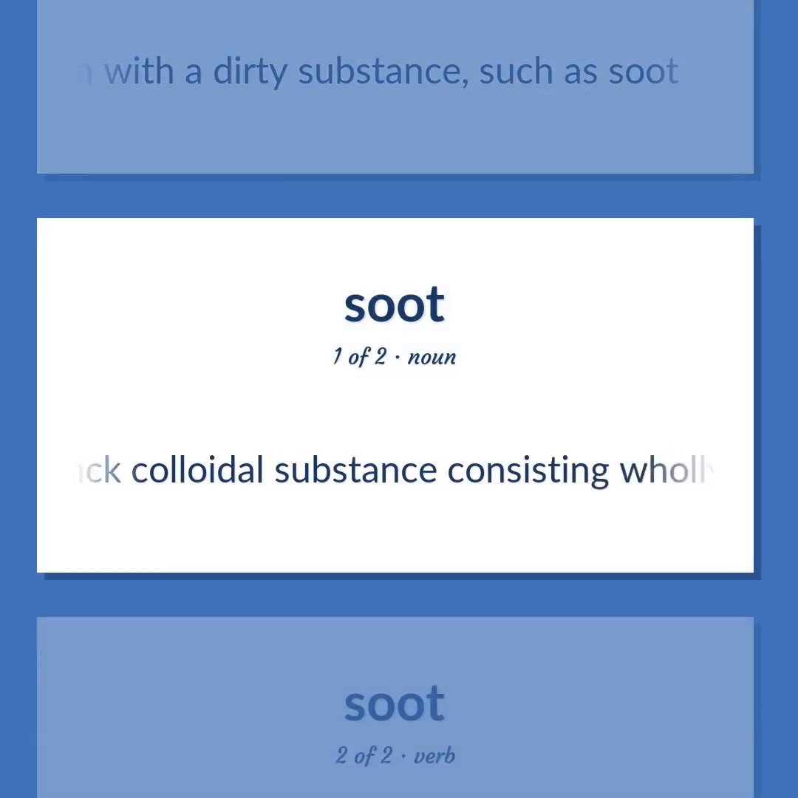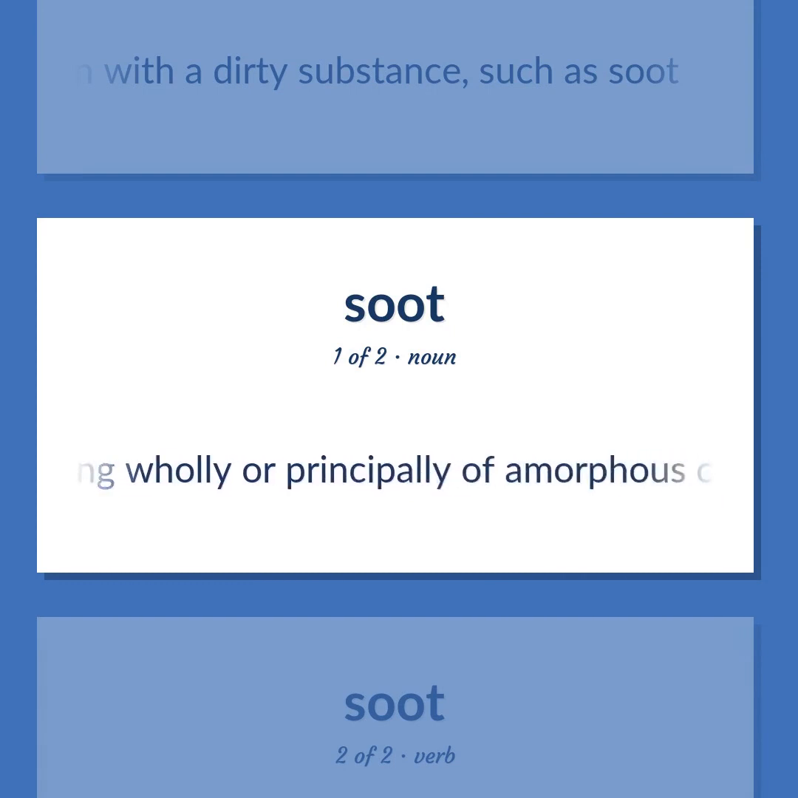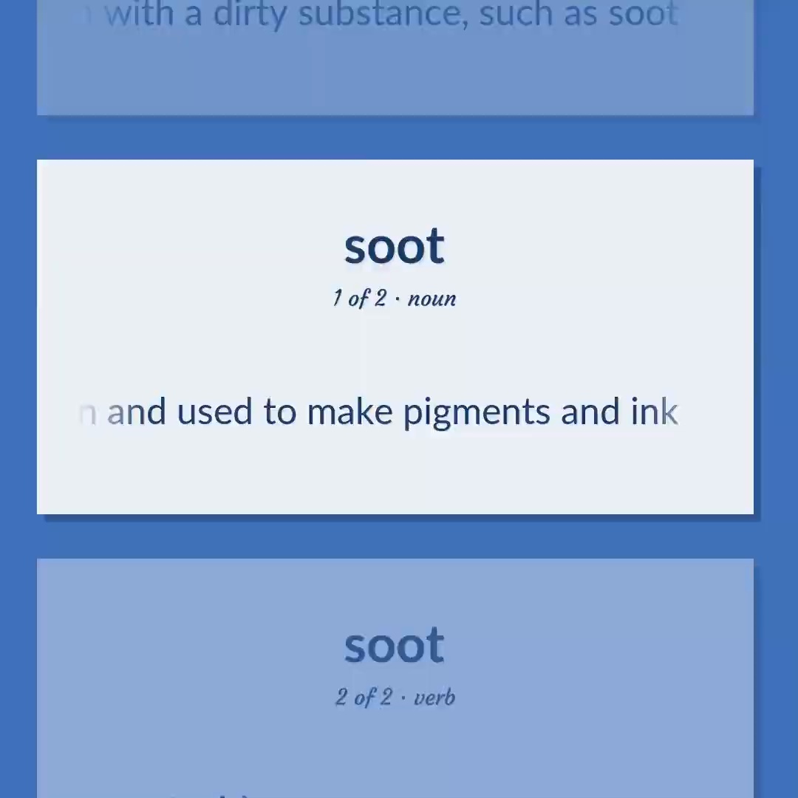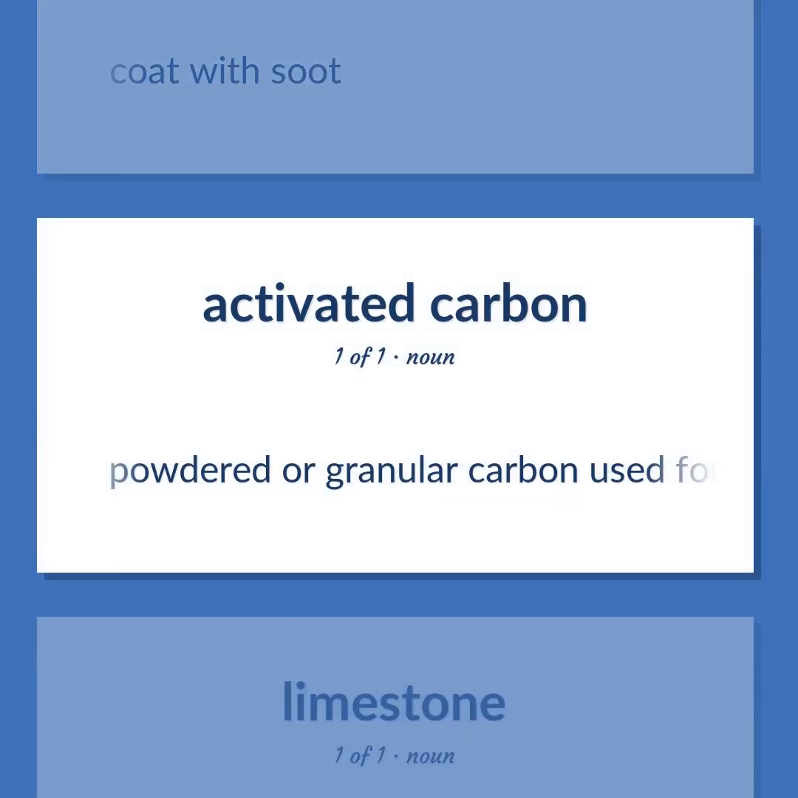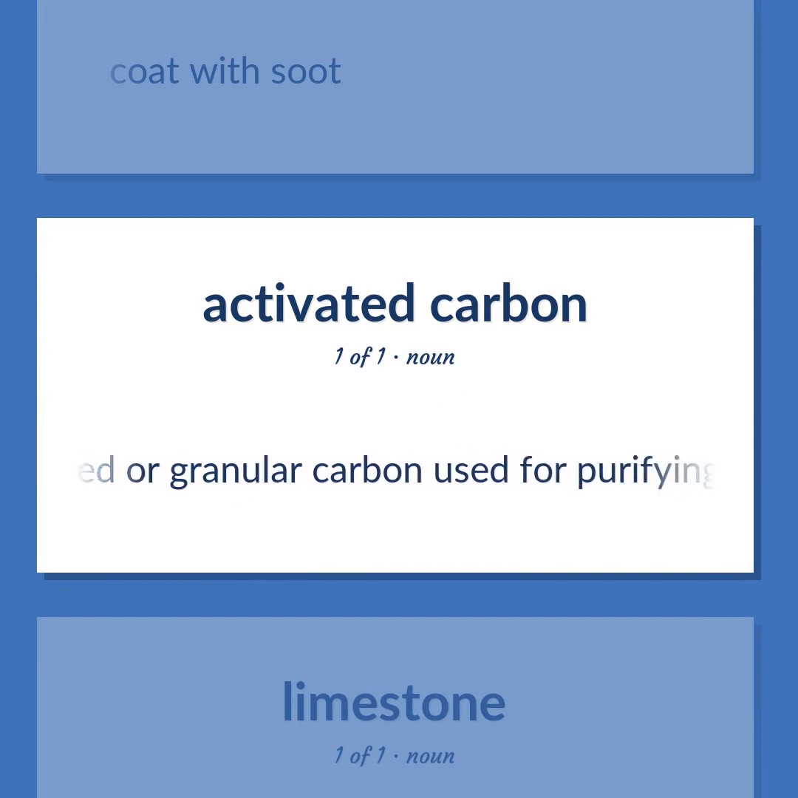A black colloidal substance consisting wholly or principally of amorphous carbon and used to make pigments and ink. Coat with soot. Powdered or granular carbon used for purifying by adsorption. Given orally, as a slurry, it is an antidote for some kinds of poisons.